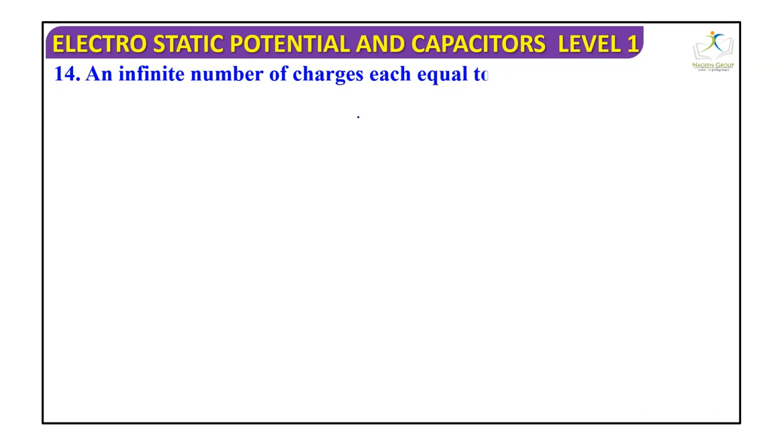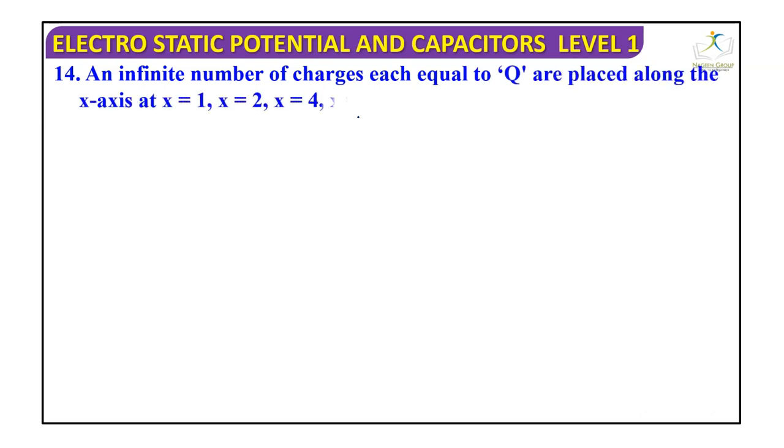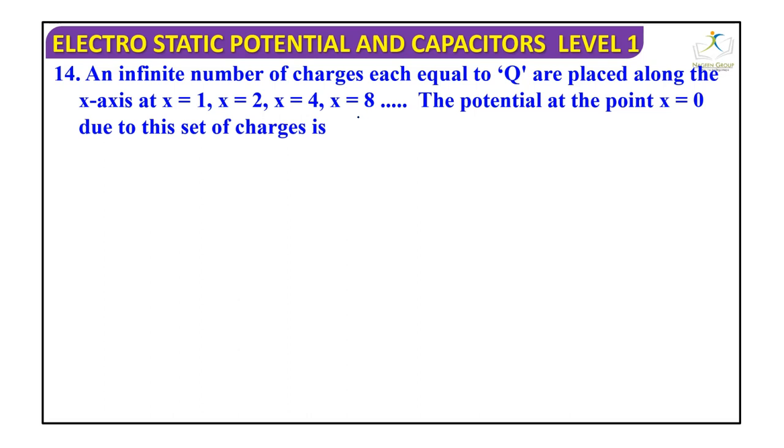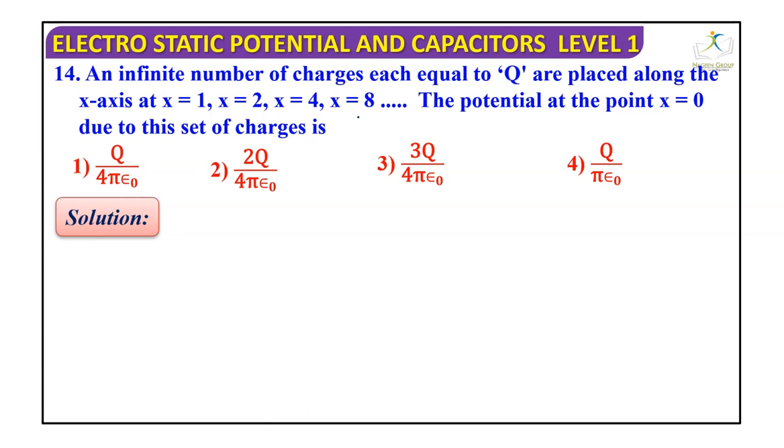Next question which we have: an infinite number of charges, each equal to capital Q, are placed along the x-axis at x equals 1, x equals 2, x equals 4 and x equals 8. The potential at the point x equals 0 due to this set of charges is. We have these options. Let us move on to the solution part.